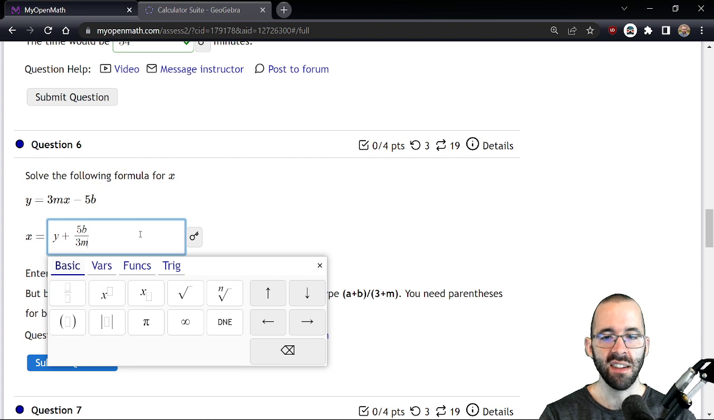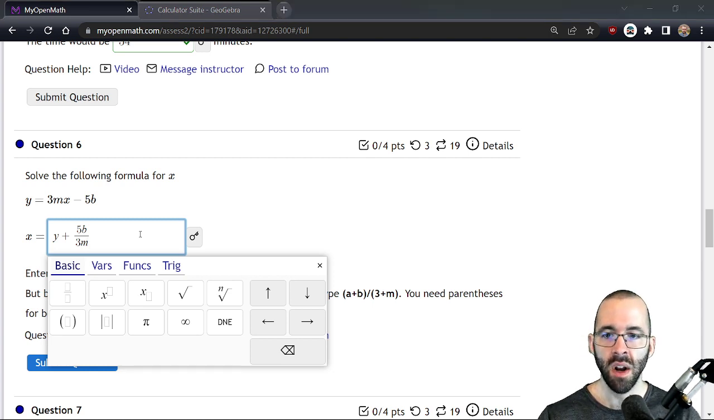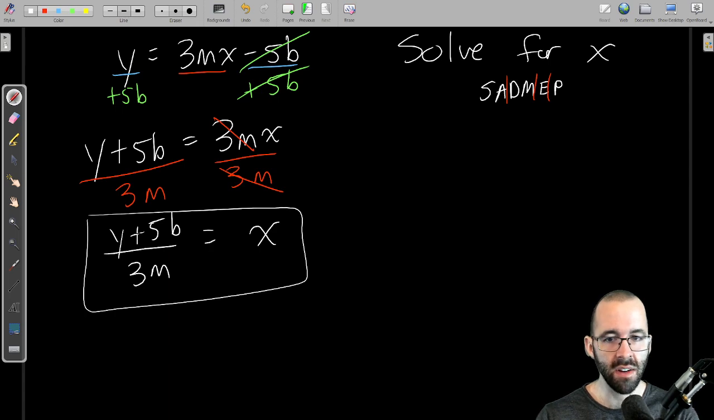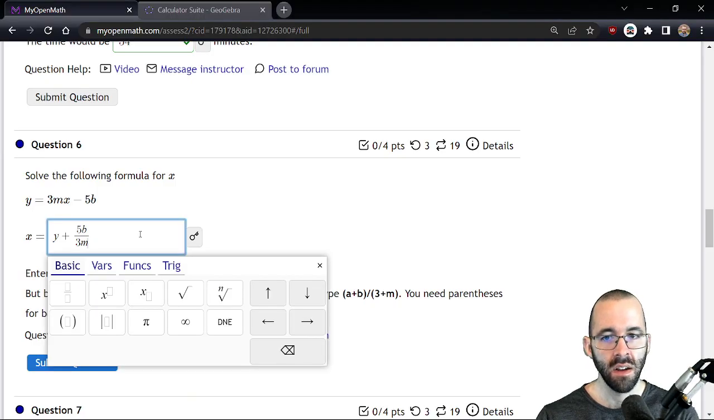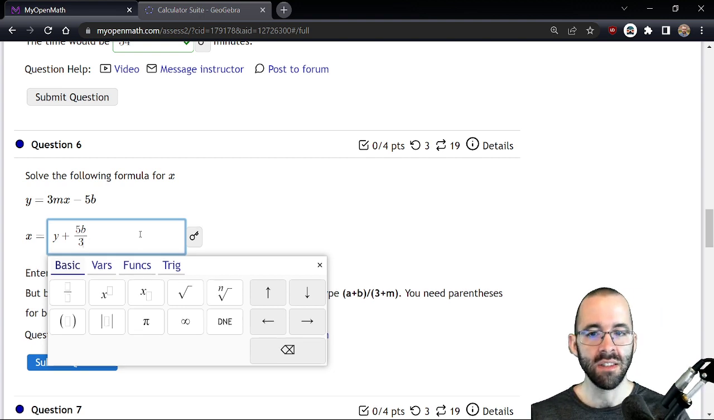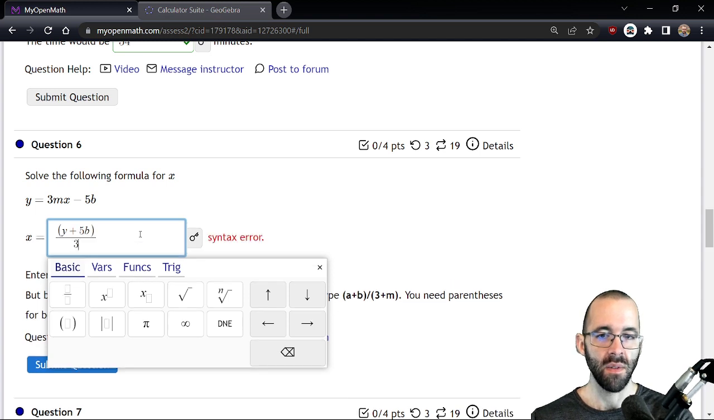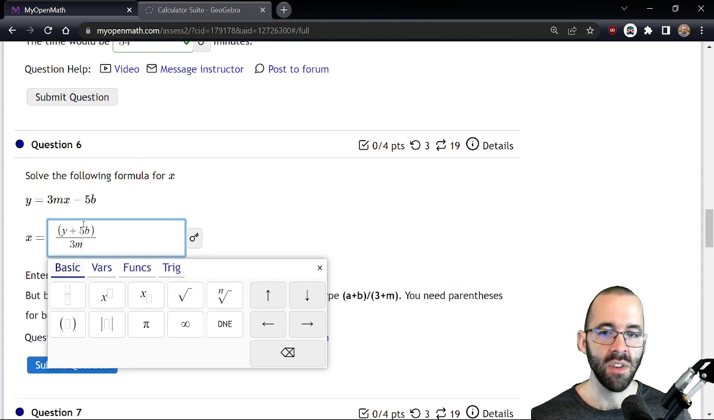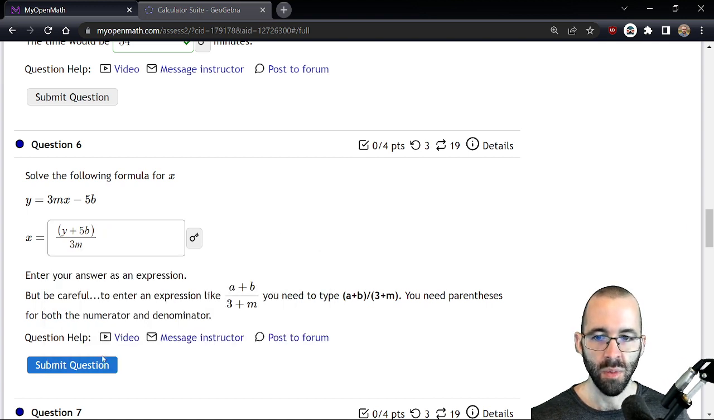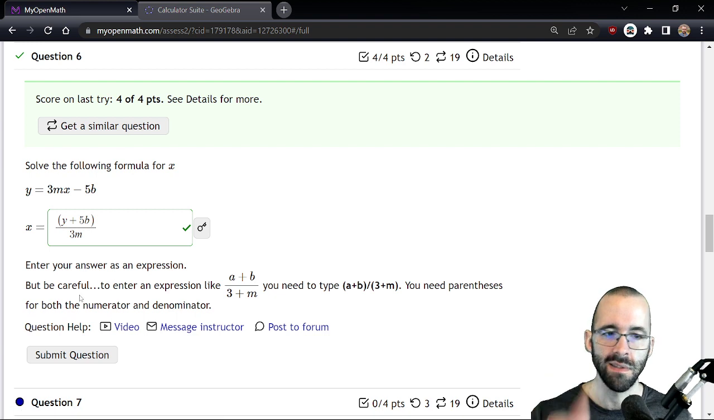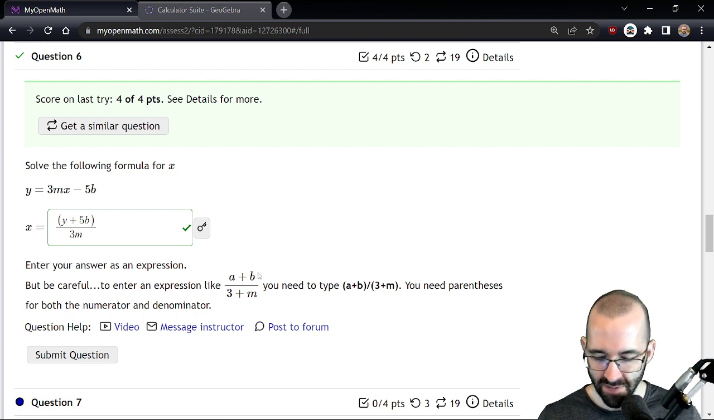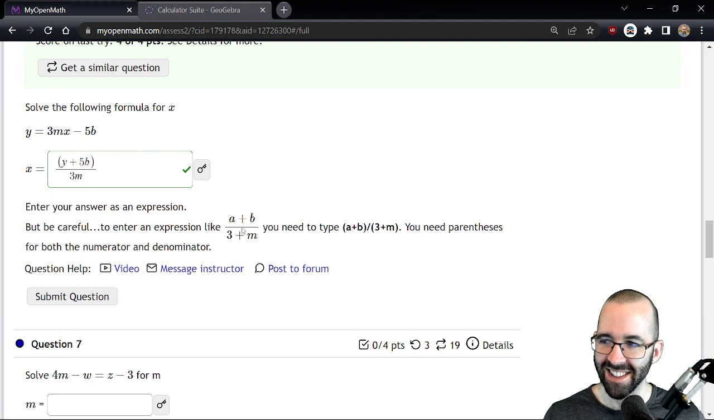I typed it in just like I said it, but it's wrong. Right? What I typed in is not what we have written down here. So y plus 5b all needs to be in the numerator. Let's add some parentheses to make sure that it is. There's other ways of doing this as well. You can use the fraction button. Or you can use parentheses. How'd we do? Easy. Not easy.